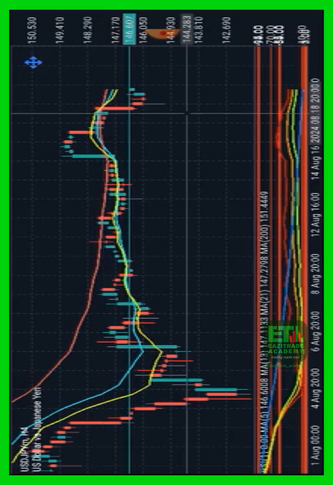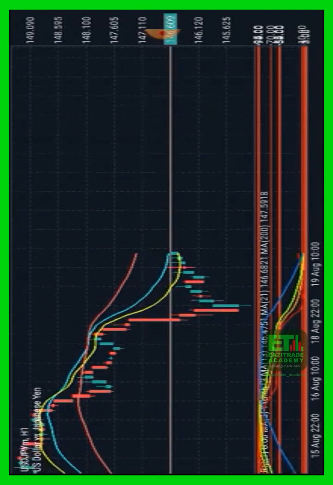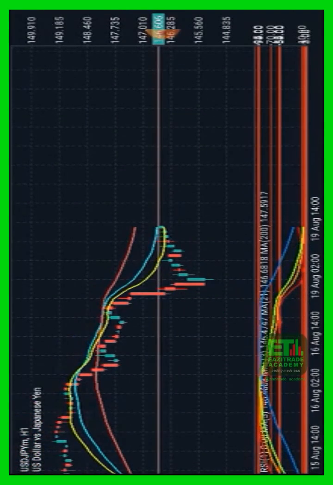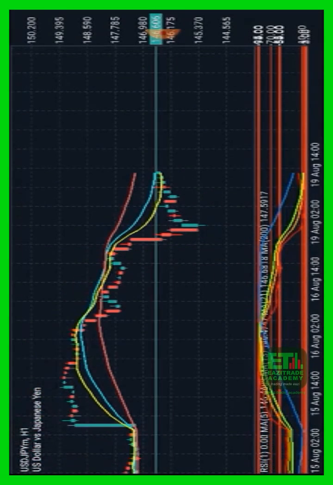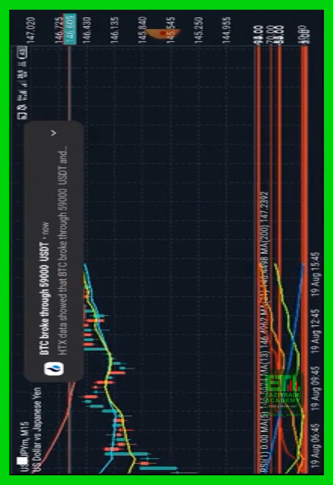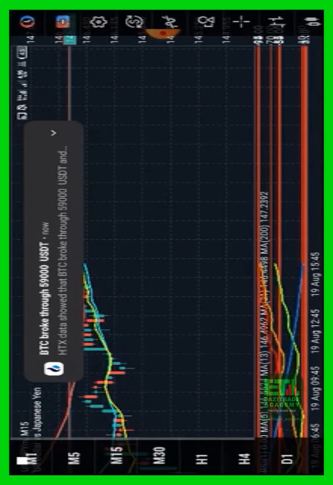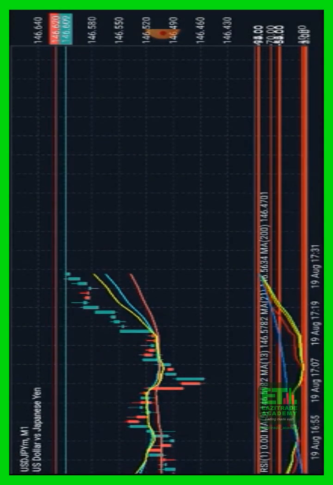Now let's take a look at H1, which is the 1 hour time frame. You can see that the market is trying to reverse. A reversal is occurring on the 1 hour time frame, in as much as the market is still in a downtrend, as seen on 4 hour. So we'll be going to the lower time frames, which are 15 minutes, 5 minutes, and 1 minute.